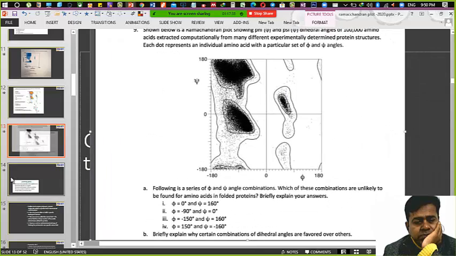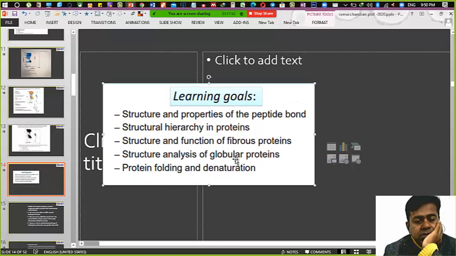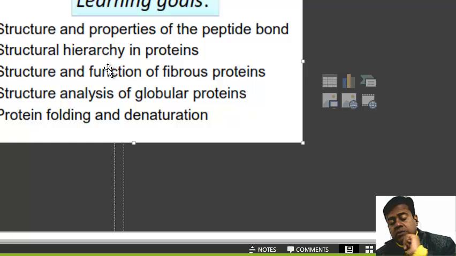Then from Monday we will study about the fibrous protein, the globular protein, and then protein folding and denaturation. But before that we will study the hierarchy in the protein, because this is going to give you the idea about the folding, beta turn, and a lot of other protein structures.